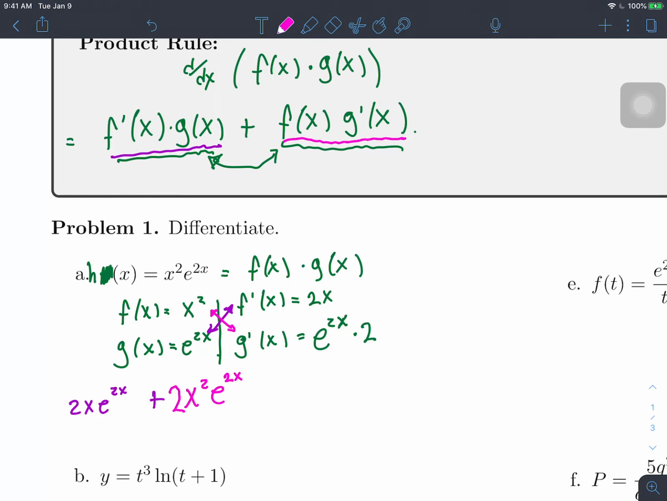Okay, and that's pretty much the simplest application of the product rule. Product of two functions we know how to do the derivative of. Instead of just taking their derivatives and multiplying them, we have to do this crisscross thing and sum. Are there any questions about the definition of the product rule or about this example?